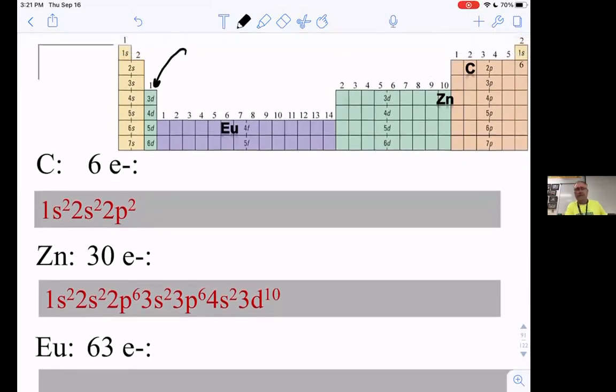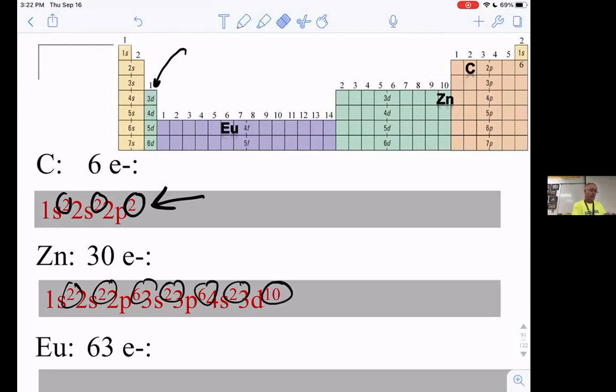As a matter of fact, let me point that out. Carbon has 6 total electrons. You could always check your work. Carbon is element number 6, right? So it has 6 valence electrons. You could count those things I'm circling up there at the top, 2, 4, 6, to double check and make sure you've got them all. You could do the same thing with zinc. Look, 2, 4, 10, 12, 18, 20 plus 10 is 30 electrons. So you could add them all up just to make sure you're doing it right. Totally fine. Let's go do europium.